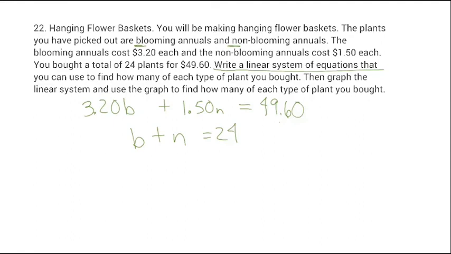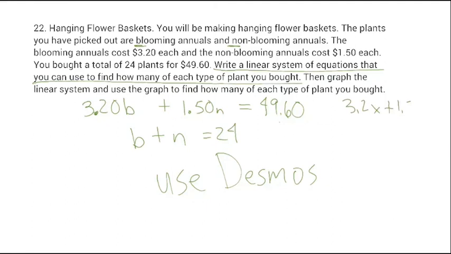Writing a system of linear equations that you can use to find out how many of each plant you bought, okay? For this one, use Desmos to get your answer. So you're going to type these two separate equations into Desmos. Do 3.2x plus 1.5y equals the 49.60. And then do x plus y equals 24. Because Desmos isn't going to recognize the B and the N. Let it do the x and y. And then you'll be able to use Desmos, get the graph, and tell me where they cross.